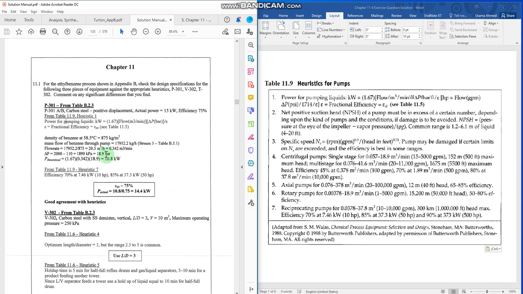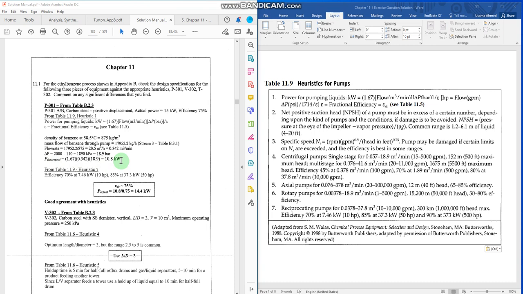Okay, now this one is the actual delta P that we get from this data here. However, we need to consider what should be the delta P that we can actually get from the heuristics. Now here 1.67 would be coming from this equation. 0.342 is the flow rate that we have just calculated here, and this one is the delta P that we calculated here. So the theoretical power requirement by this pump would be 10.8 kilowatt.